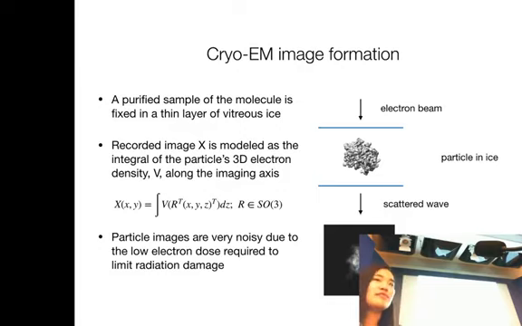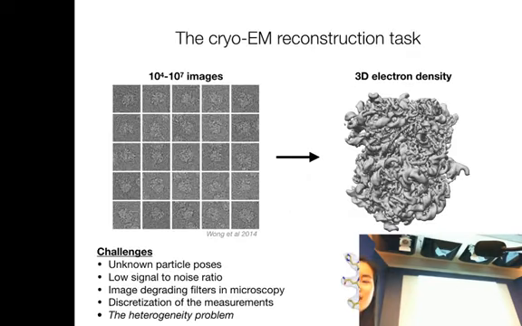And so these molecules are randomly oriented as you flash freeze them. So there's an unknown orientation in each of these particles. And they're also, unlike the schematic, extremely noisy due to the low electron dose required to limit radiation damage. And so that's the forward model at a very high level. The task of reconstruction is to solve the inverse problem of going from images, a typical number being in the hundreds of thousands, to the 3D electron density.